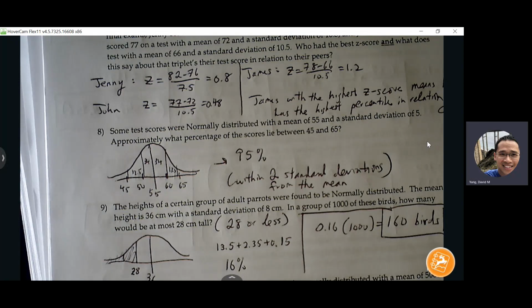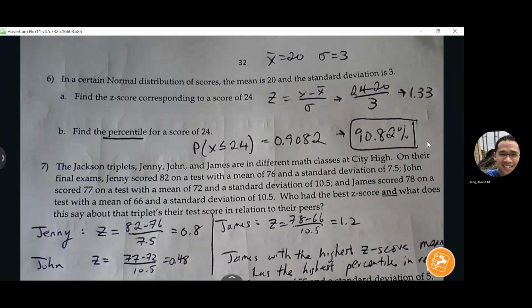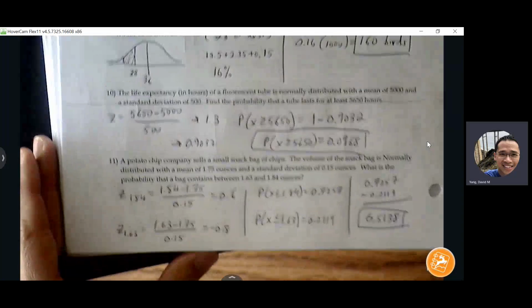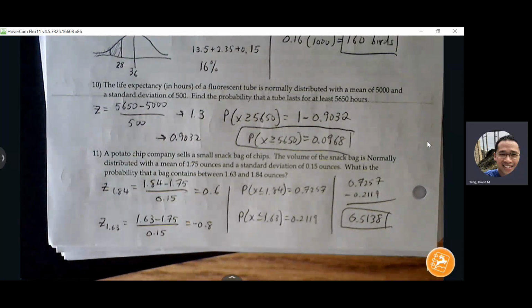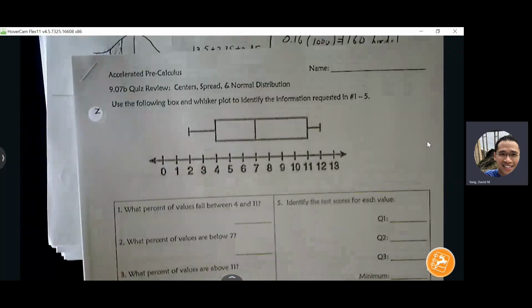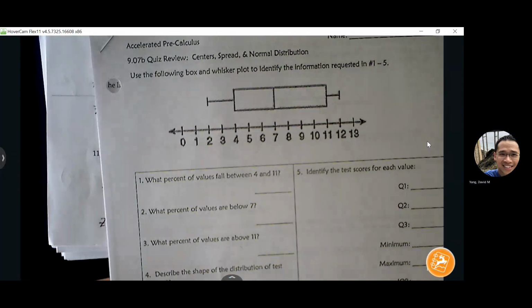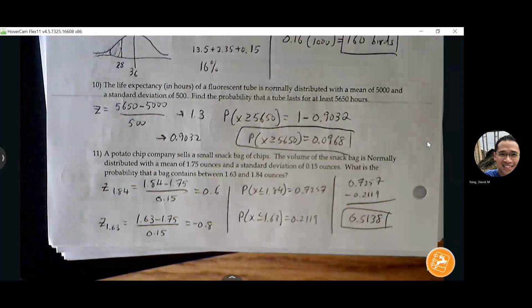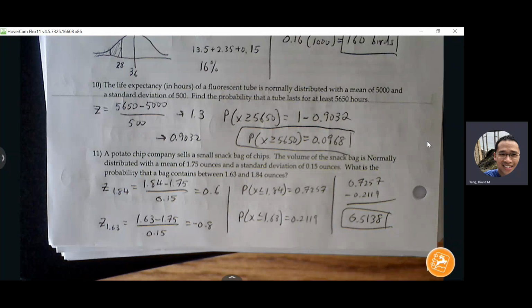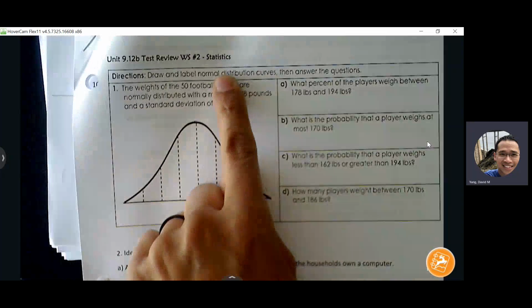So did we finish all the way through page 32? We did. We went all the way down to 10 and 11. Okay, so let's see if we can finish 10 and 11 on that page, and then we're gonna do the handout that you guys picked up last Friday, which looks like this. It says test review worksheet 2. That's the one. So I'll make some more copies. Who does not have this handout from last Friday?